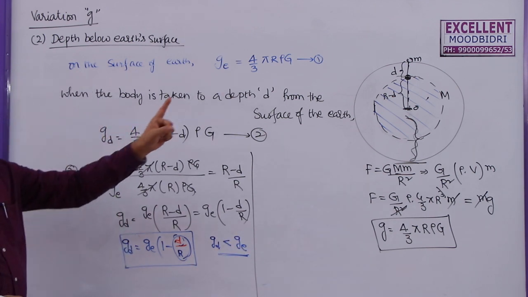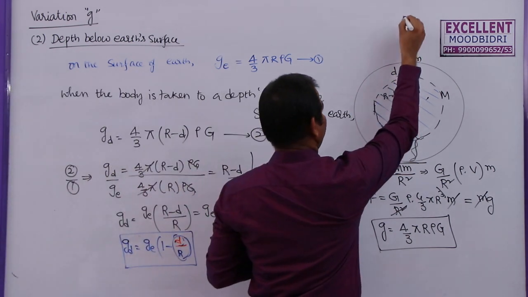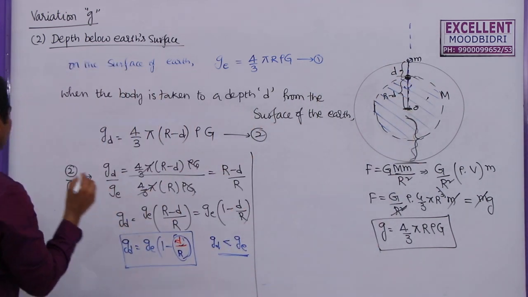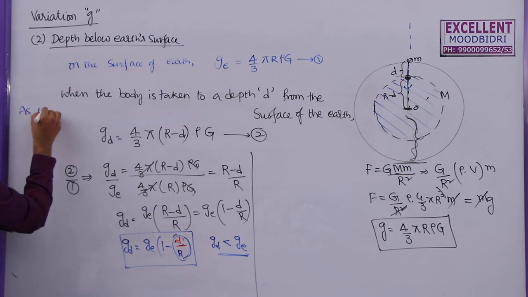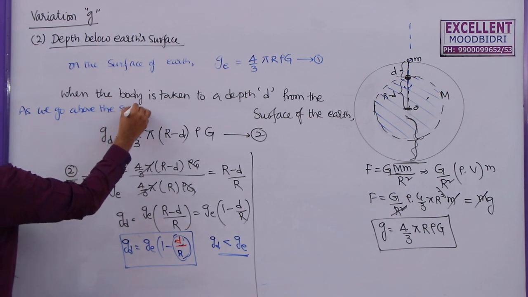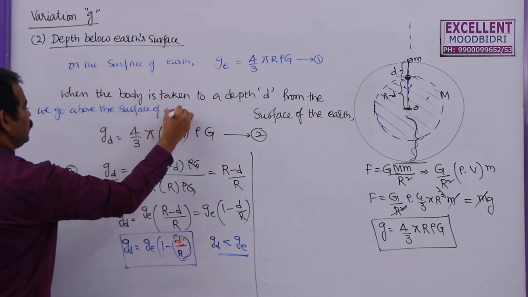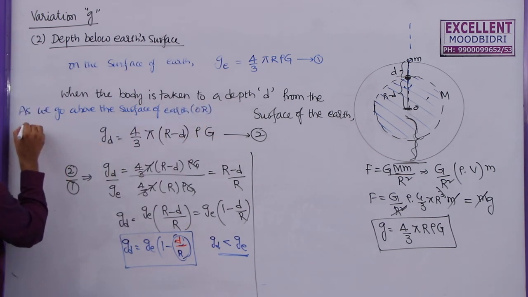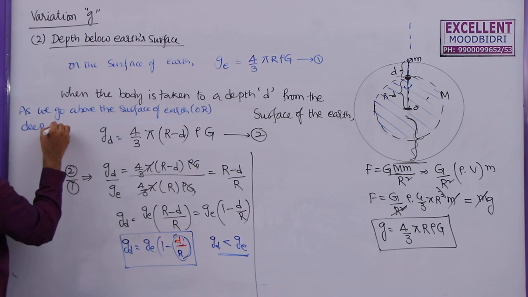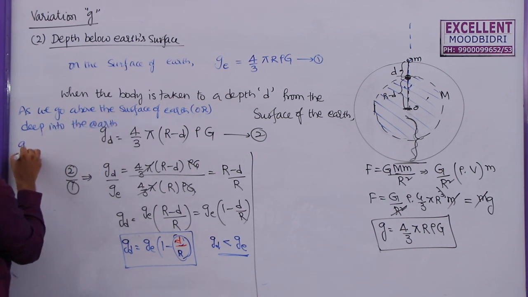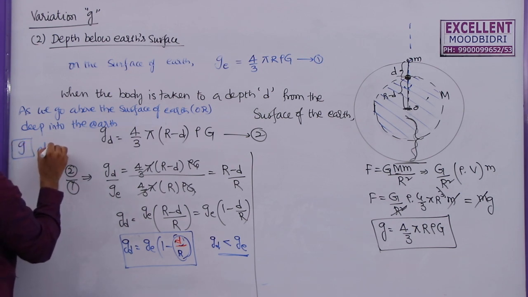That is, either you go up above the surface of earth at a height h, or you go deep into the earth, small g always decreases. Please note this one. As we go above the surface of earth or as we go deep into the earth, small g decreases in both cases.